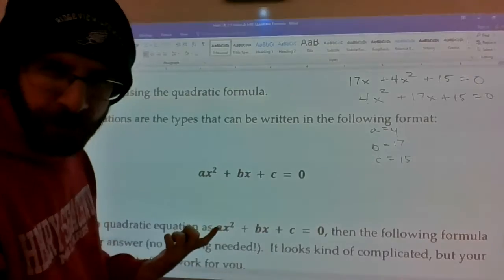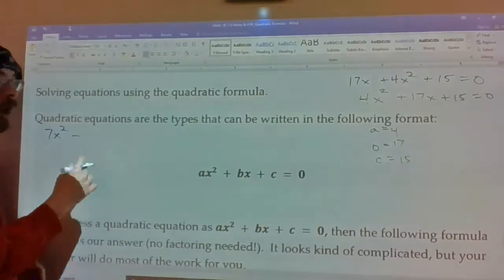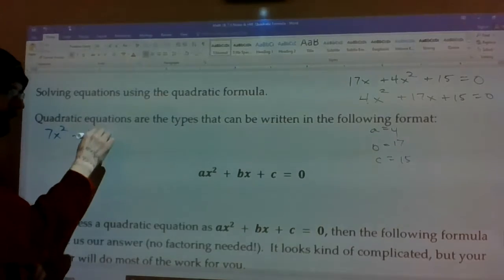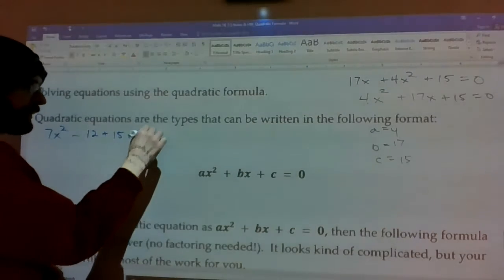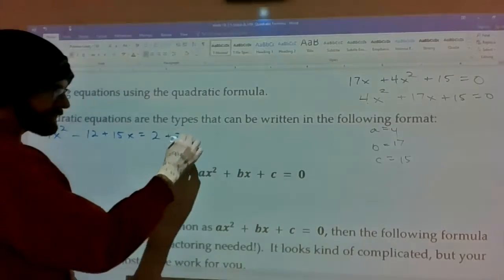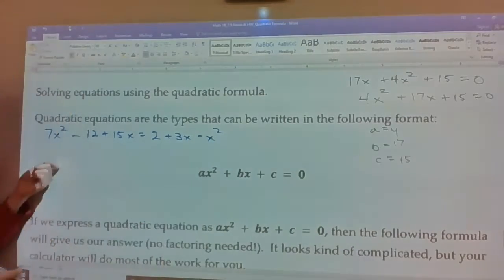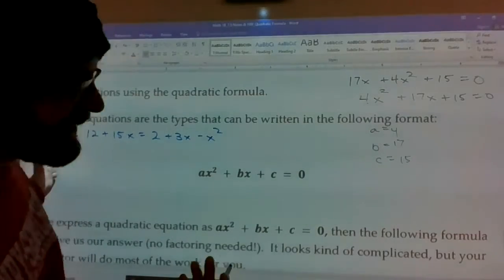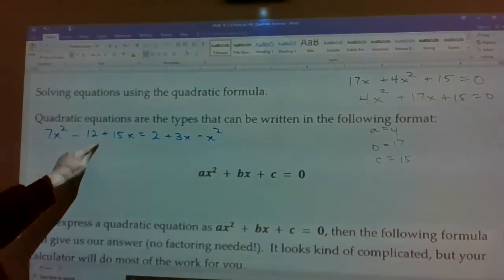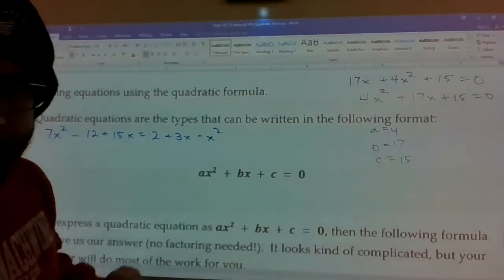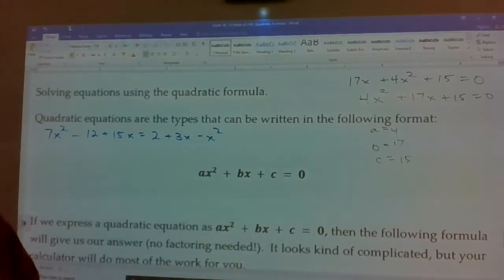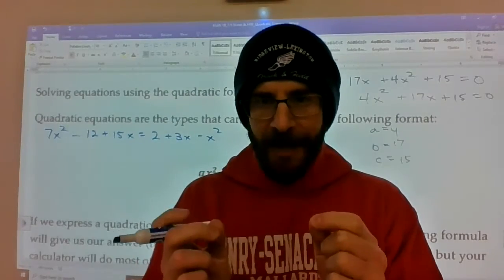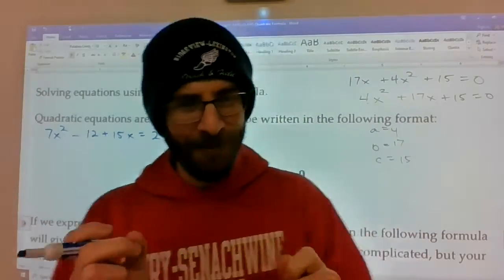It has an x squared usually in it. Oh, it always has an x squared in it. 7x squared minus 12 plus 15x equals 2 plus 3x minus x squared. So if you guys could, take a minute, pause the video, and see if you can make sense of how I would make this look like that. So pause the video. All right. If you're confused, hopefully I'll alleviate that confusion.